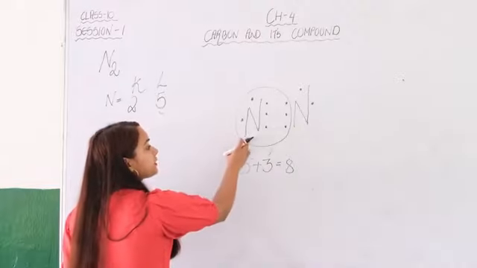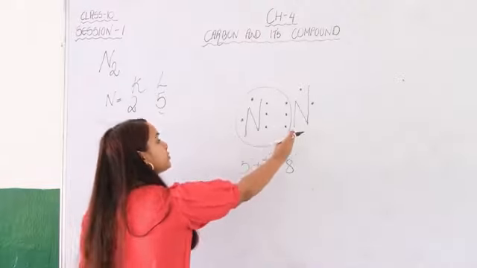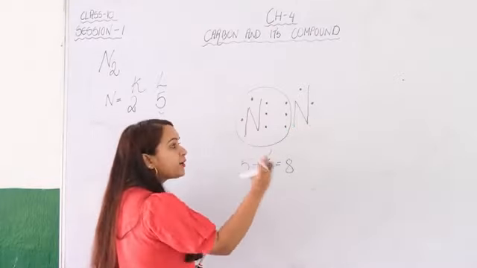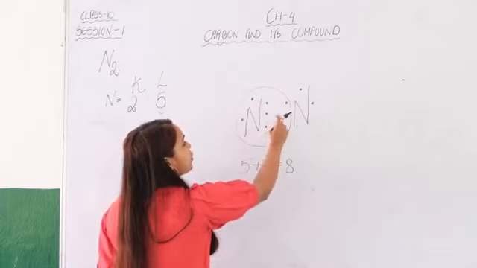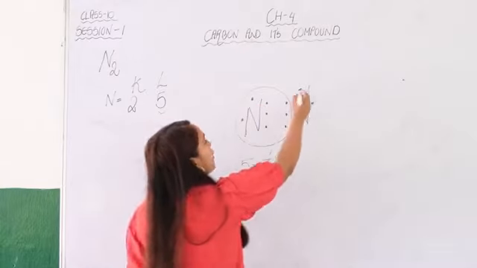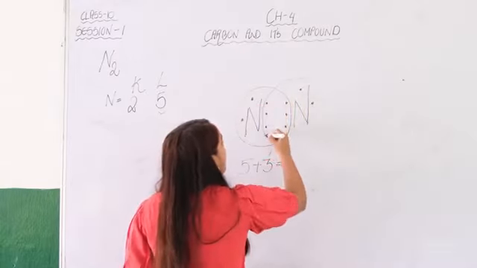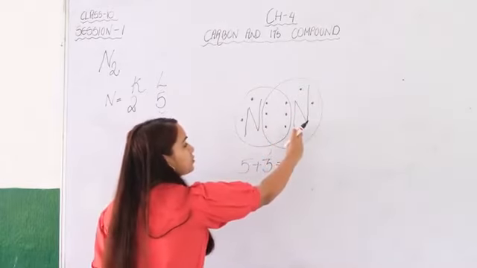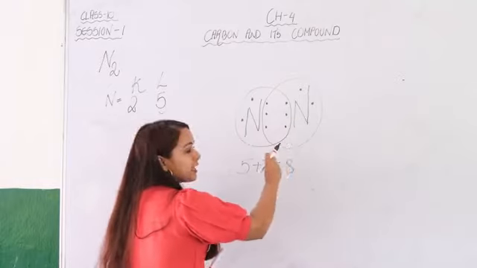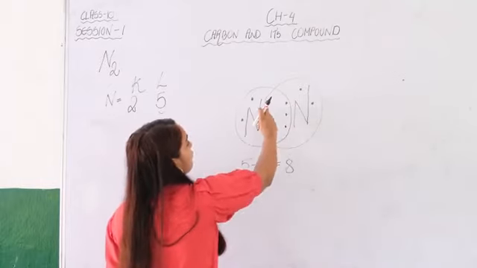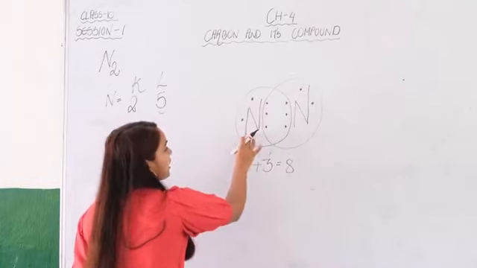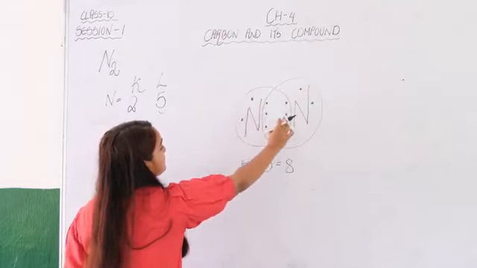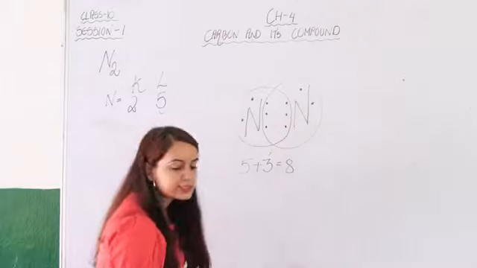It has become stable. Now the turn comes to this nitrogen to attain stability. So this nitrogen also agrees to give its 3 electrons to this nitrogen. Upon sharing of electrons, this nitrogen also has 8 electrons now: 1, 2, 3, 4, 5, 6, 7, 8. So both of them have attained stability.